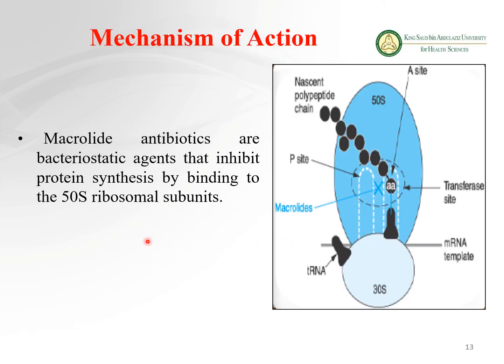If you look into the mechanism, it's also a protein synthesis inhibitor, but it is inhibiting the 50S ribosomal unit of the bacterial cells. Macrolide antibiotics are bacteriostatic agents that inhibit protein synthesis by inhibiting the 50S unit. So this is the 50S unit that is inhibited by the macrolides.